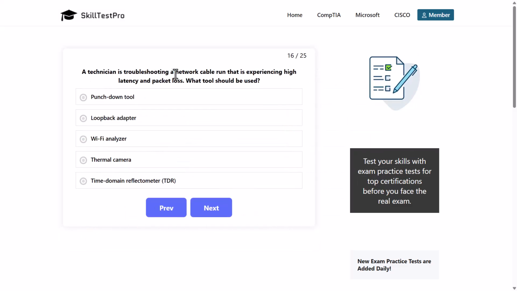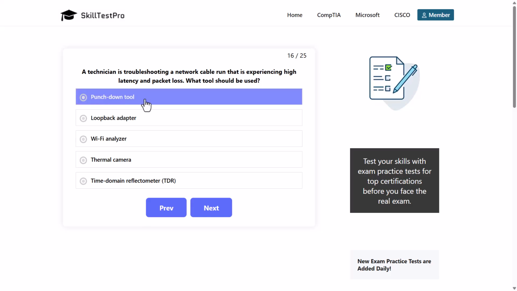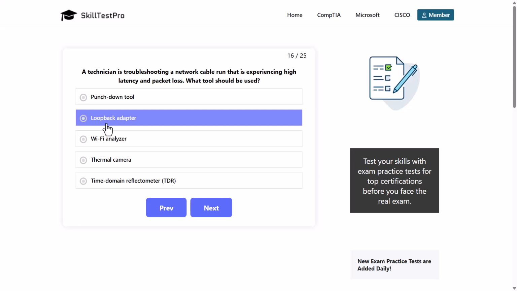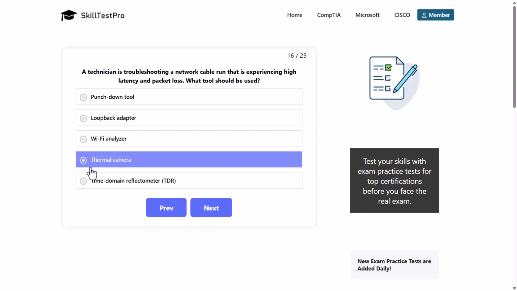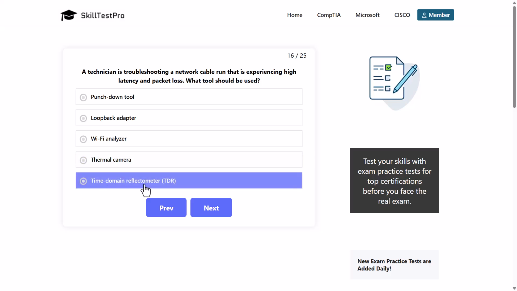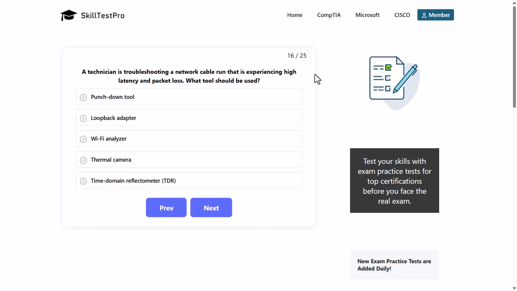A technician is troubleshooting a network cable run that is experiencing high latency and packet loss. What tool should be used? Punch down tool, loopback adapter, Wi-Fi analyzer, thermal camera, or time domain reflectometer or TDR. Which one is the correct answer?